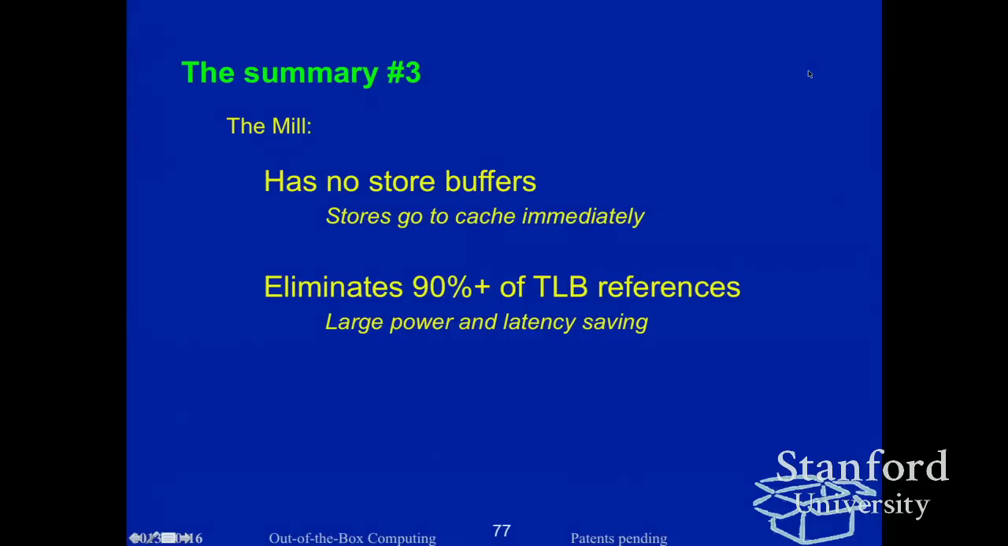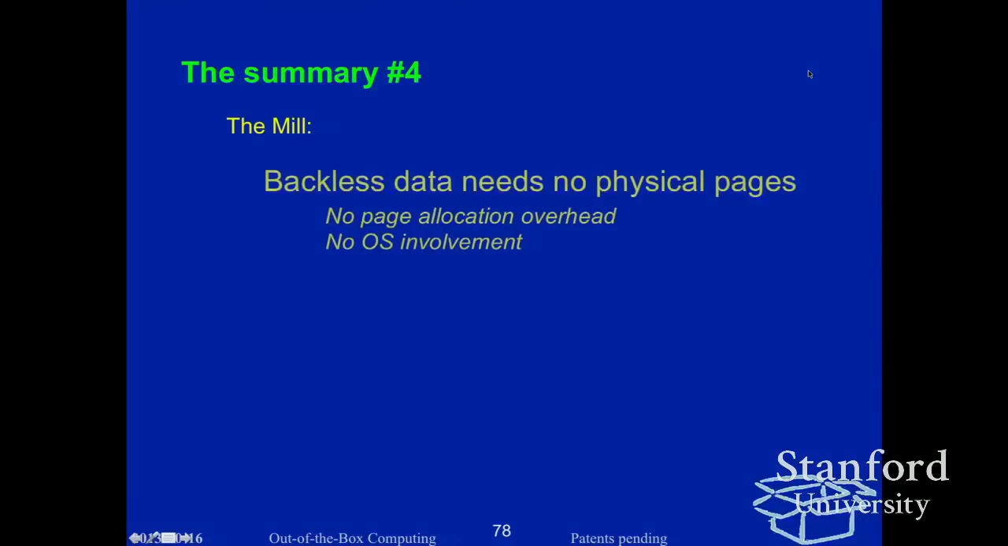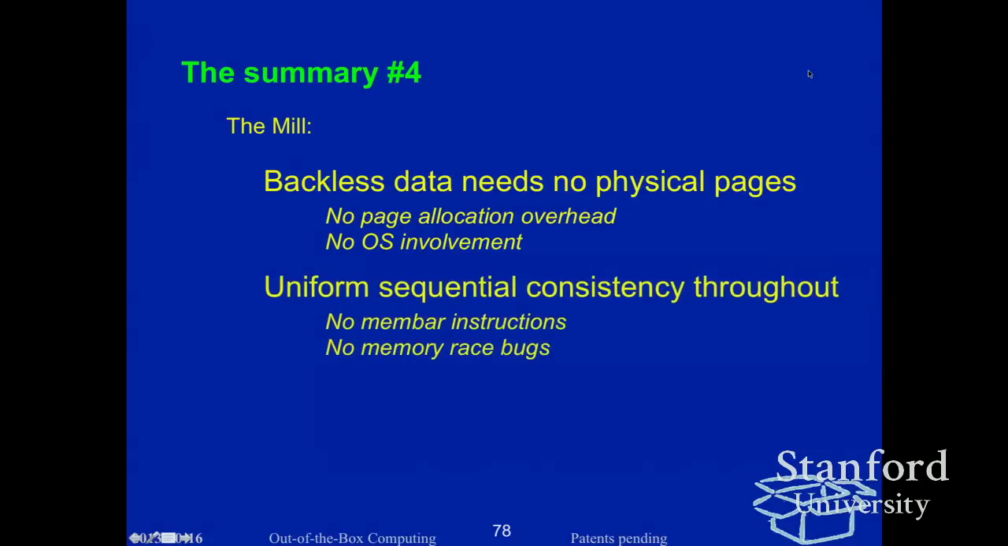It eliminates the great majority of TLB references. Shared address space simplifies the operating system. Backless data needs no physical pages. If you allocate a hunk of memory, use it, and deallocate it, there may never be any memory at all, and the OS is never involved. Uniform sequential consistency throughout.